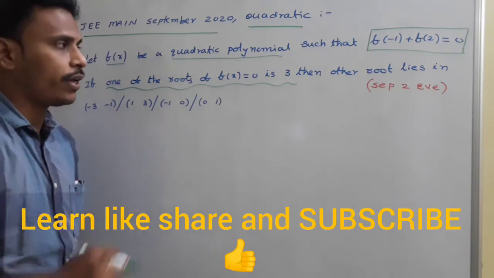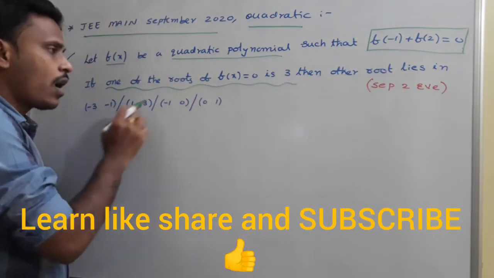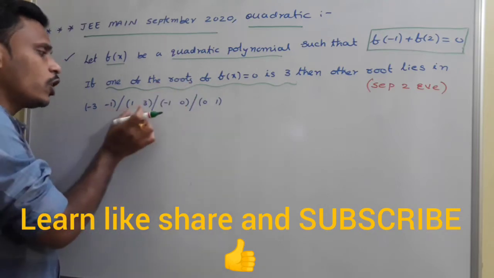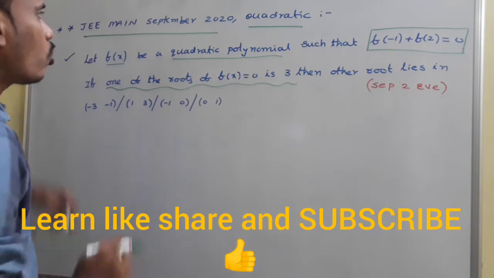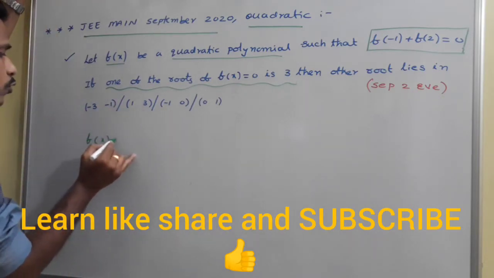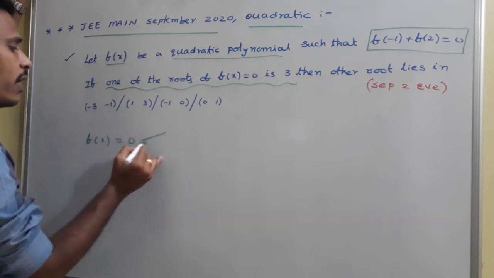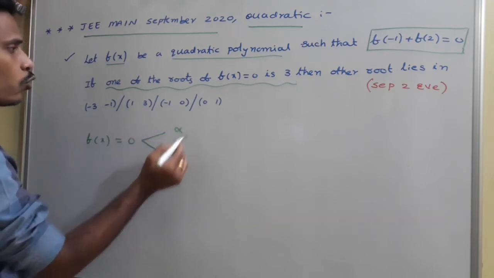One root is 3, very clear. The other root lies in some interval, and we need to choose the interval in which that other root lies. So f of x equals 0, as given. Since it is a quadratic, it has two roots. Let one root be alpha and the other root be 3.